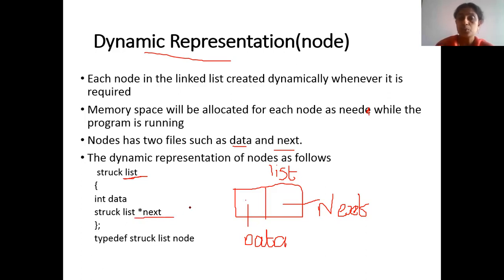You remember we are using the pointer concept because a pointer is the one which holds the address of another variable. So the address of the next variable will be stored using struct list asterisk next. Asterisk next will hold the address of the next variable. And the name of this structure list we have declared is node. Okay, what is the name we have given? Node. So within the program we will use this node.